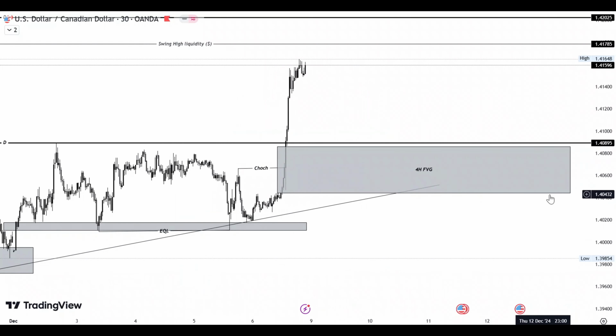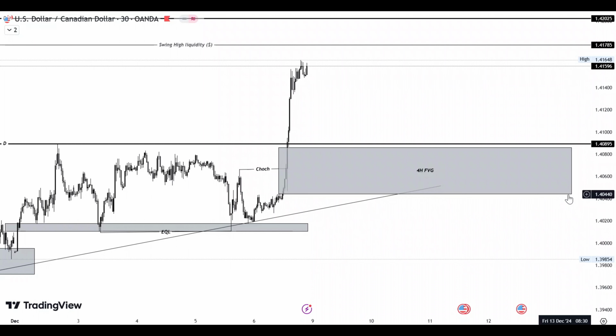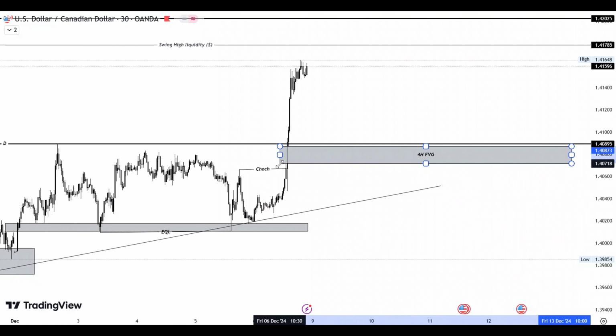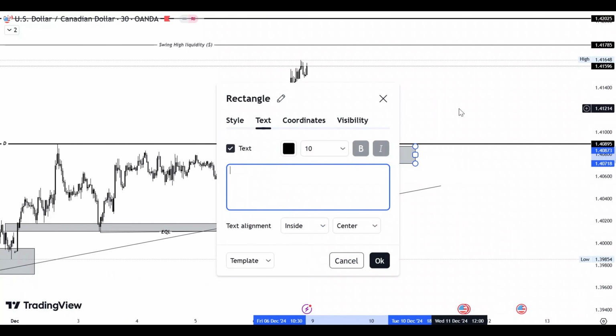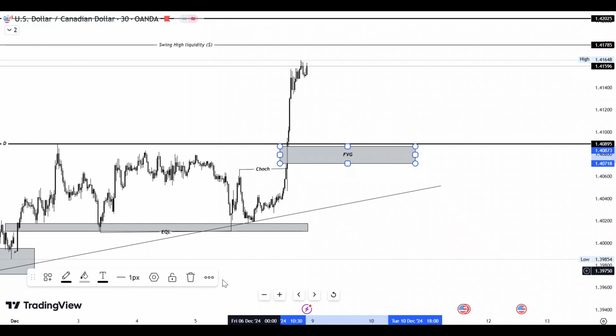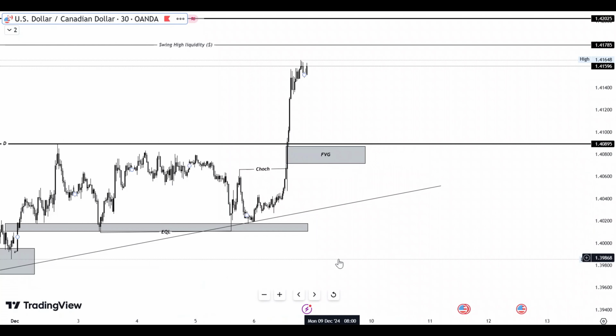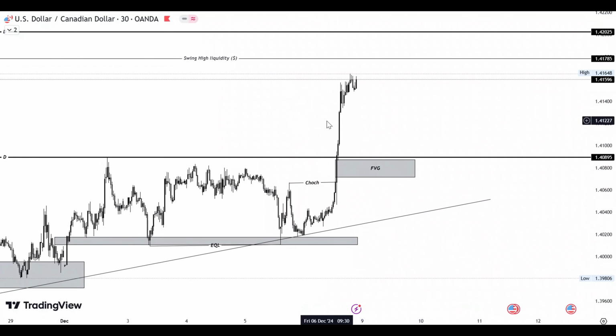Okay. Now this 4-hour fair value gap, we are going to take it to the 30 minutes fair value gap. Okay, 30 minutes fair value gap. Here it is. Remember, fair value gap is a very, very crucial liquidity level. So on the 30 minutes time frame now, we are just going to identify it as a fair value gap, no longer a 4-hour fair value gap. But we still have it in mind that there is a fair value gap on the 4-hour time frame around this zone. We have a change of character there.